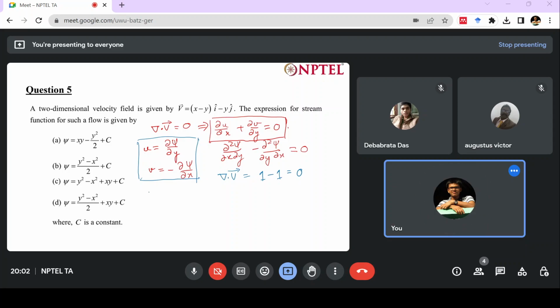So u is x minus y. So x minus y is del psi del y. So we will simply integrate. So psi, which is a function of x and y, definitely a function of both x and y, is equal to the integration of (x minus y) dy. And whatever this integration will be, there will be an integration constant, but here that constant will definitely be a function of x. Since the integration is done with respect to y, the constant is not a function of y, but this can definitely be a function of x.